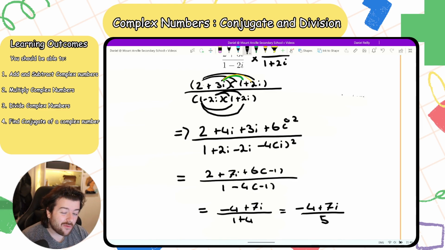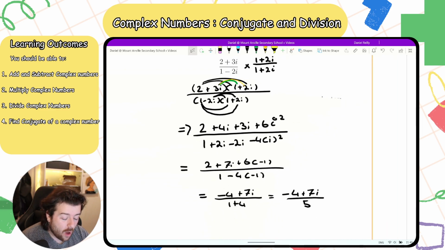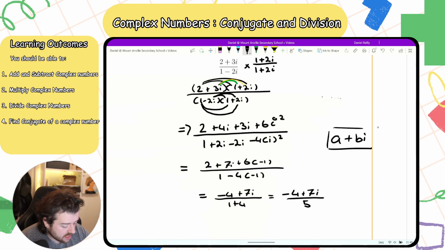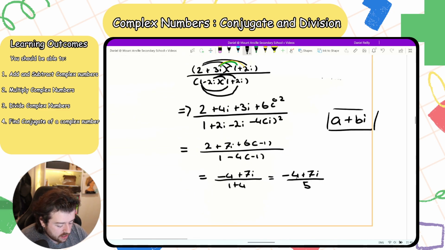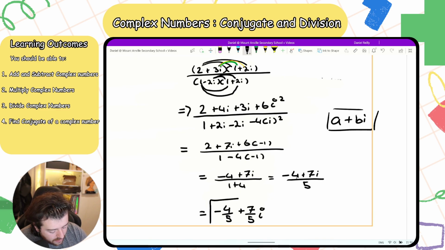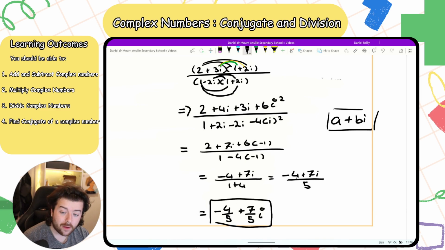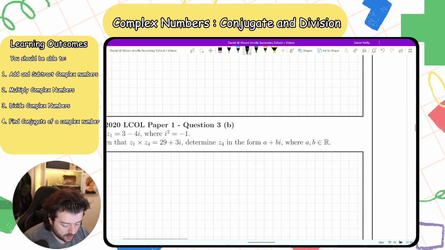Now, when we want to finish it off, I want to leave it in the form a plus bi. I want to leave it in this form always. So I don't really like this. What we're going to do is divide each term by 5. So my final answer is minus 4 over 5 plus 7 over 5 i. And that is how we perform complex division. So let's look at some more examples here.